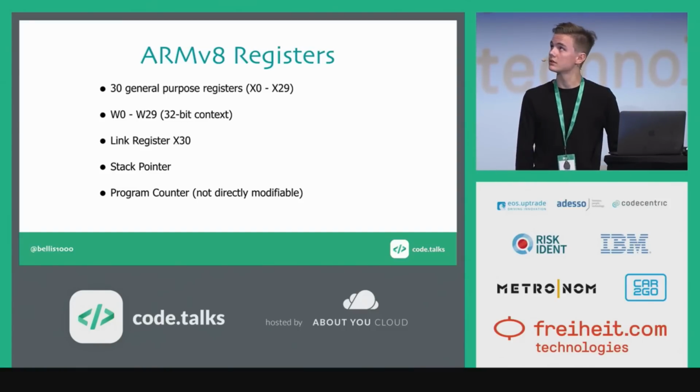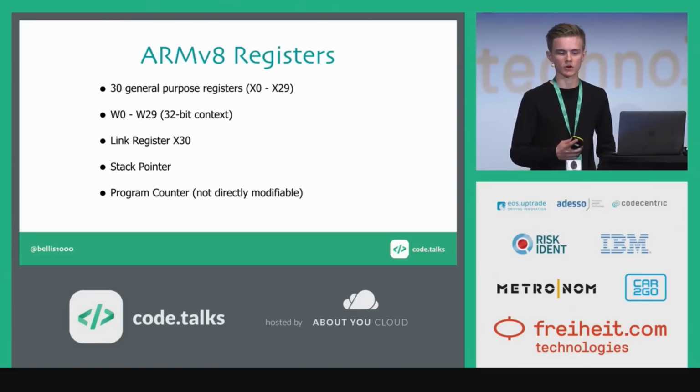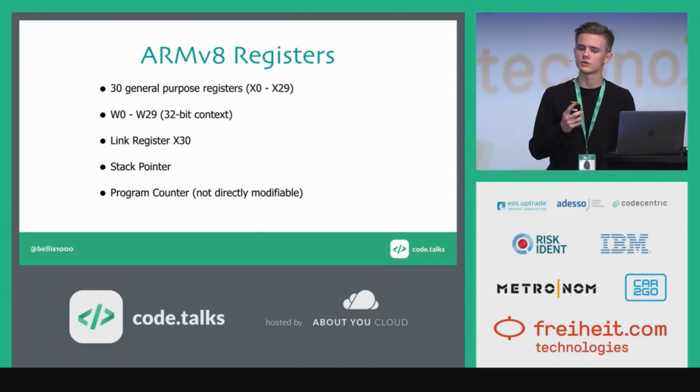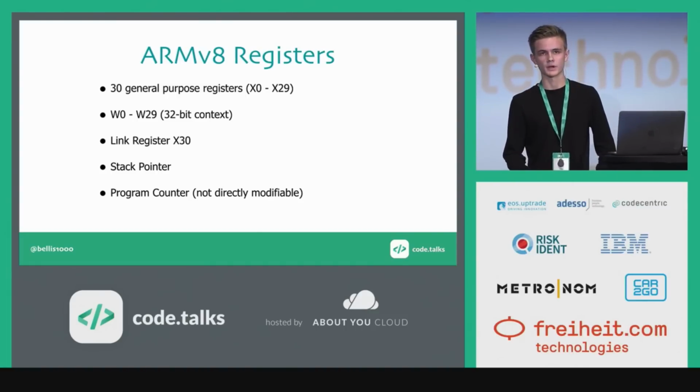The link register on ARMv8 is X30. Then we have a stack pointer, which is its own register, and a program counter, which is again its own register. This time, it's slightly different. You can't directly modify the program counter register on ARMv8. You have to use the branch instructions, unlike ARMv7.